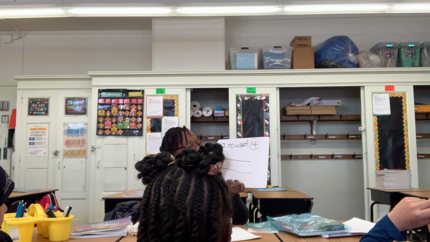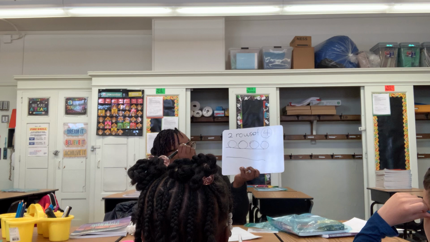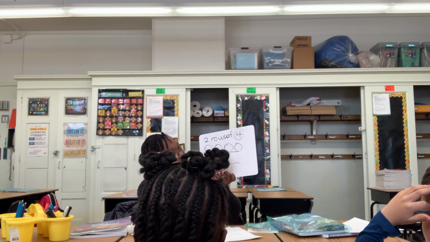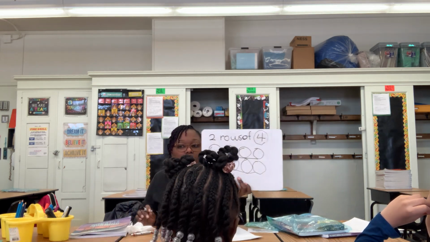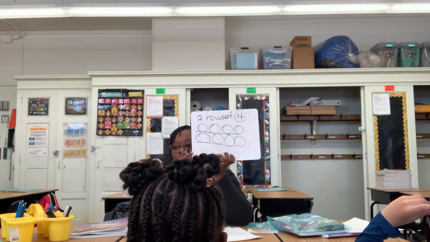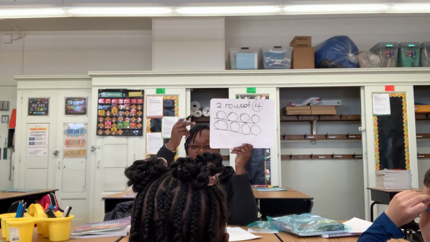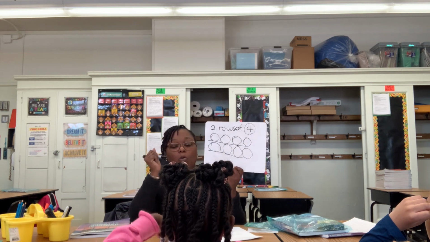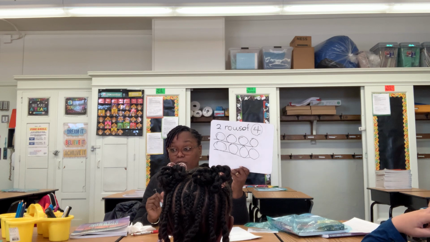So I'm going to draw 1, 2, 3, 4. Then I'm going to draw another 4 in the second row. 1, 2, 3, 4. Now, do I have 2 rows of 4? Yes. I have 2 rows of 4. So, in order for me to know how many I have in all, I can do 2 things. I can count up how many are in all, every single circle, or I can write a repeated addition sentence and I can skip count, okay?